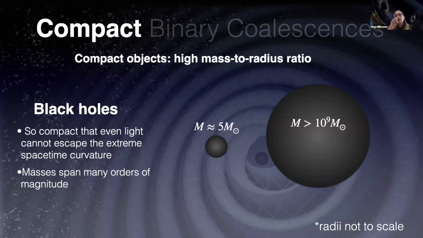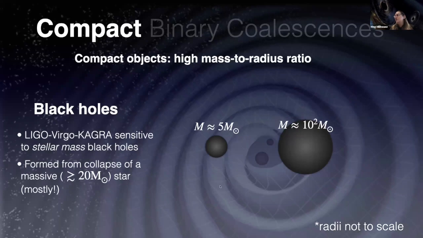Black holes cover many orders of magnitude, from a couple times the mass of our own sun to billions of solar masses. And these much larger black holes are supermassive black holes. These are what we typically find in the center of galaxies. And of course, they're very interesting, but what we're concerned with now is the lower end of this mass range, so up to about 100 times the mass of our sun.